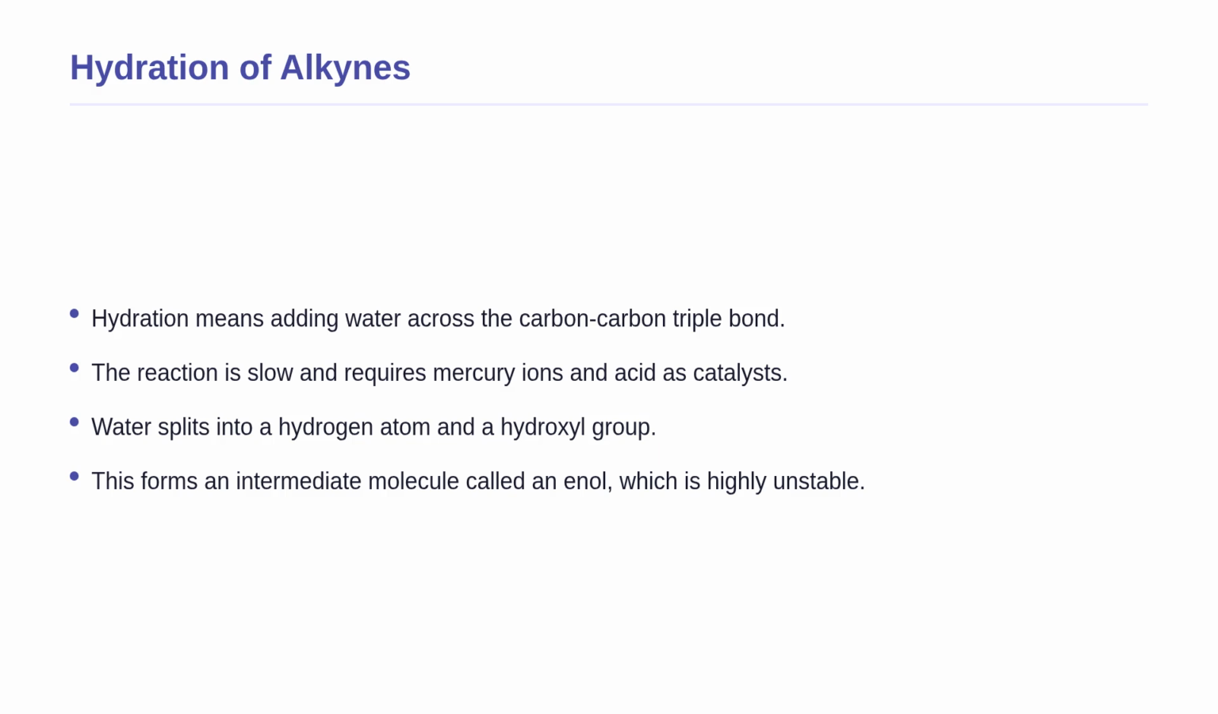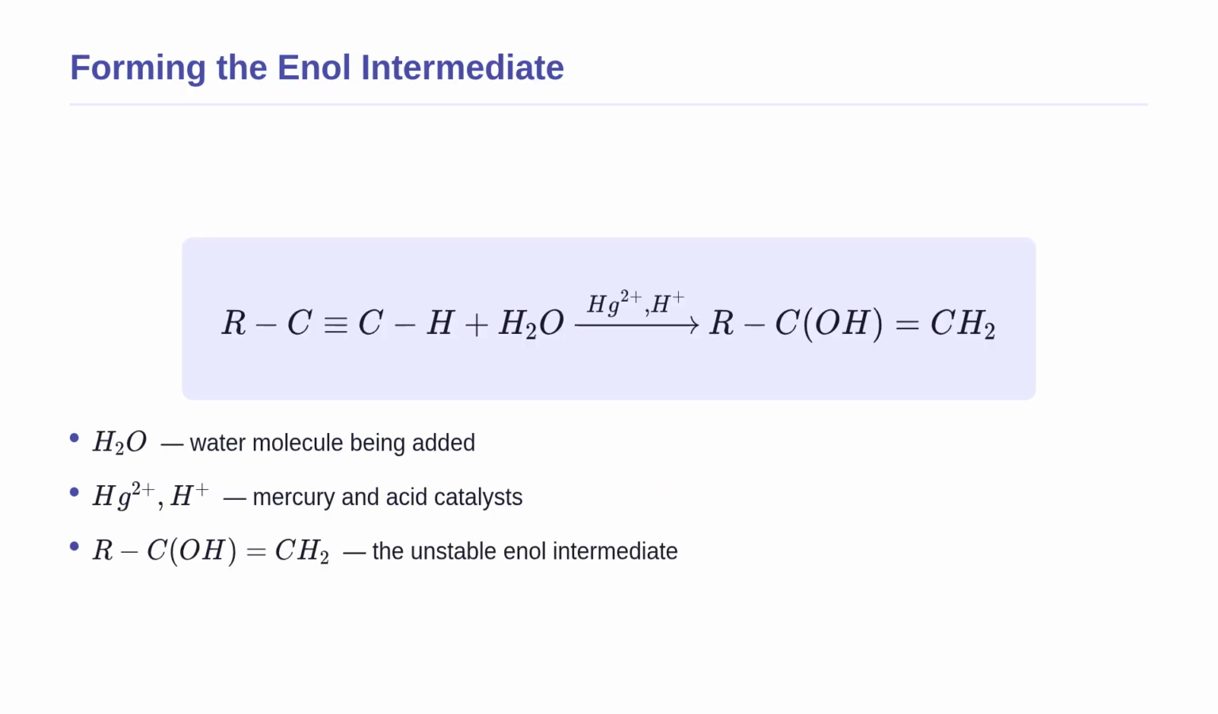The water molecule splits into a hydrogen atom and a hydroxyl group, which add to the two carbons of the triple bond. This addition breaks one of the pi bonds and forms an intermediate molecule called an enol, which is an alkene with an alcohol group attached. This brings us to the chemical equation for hydration.